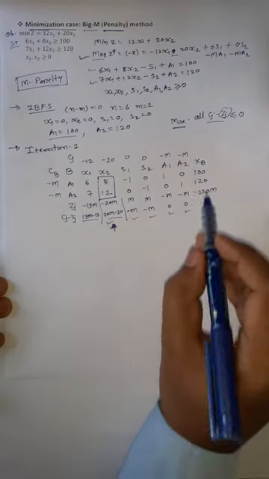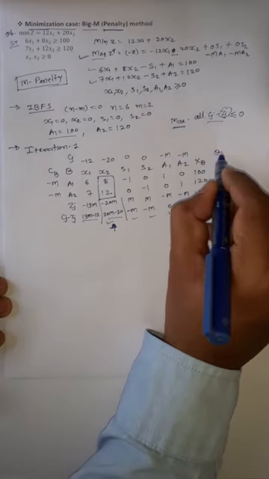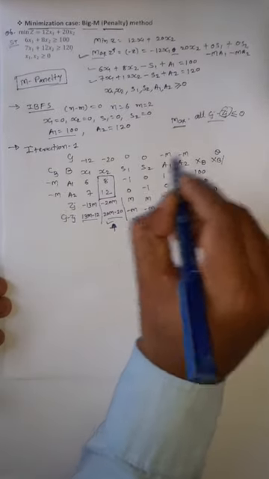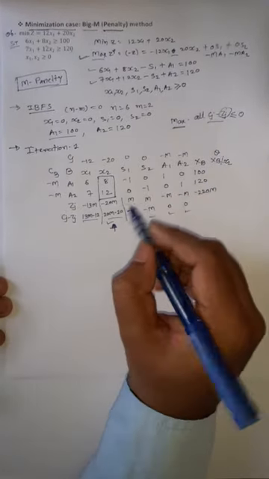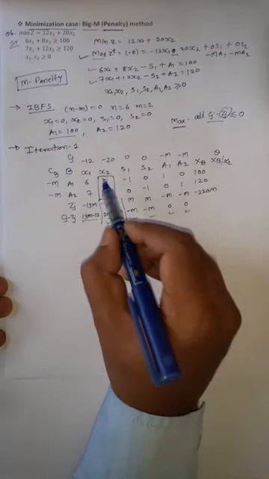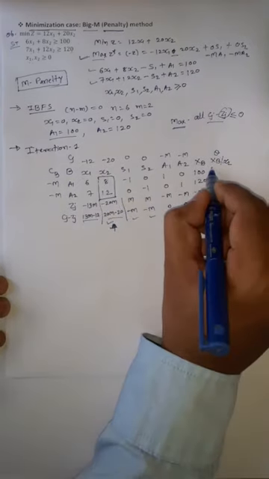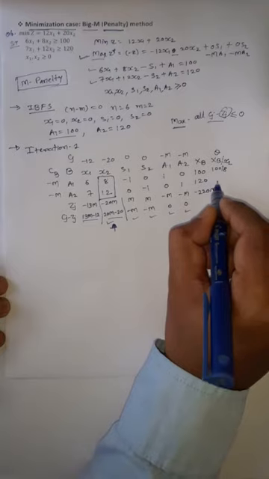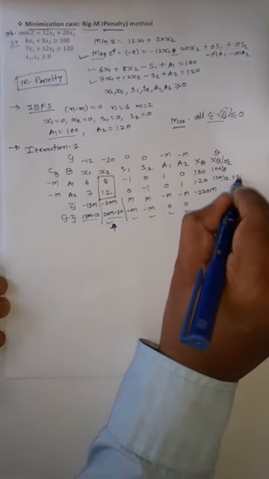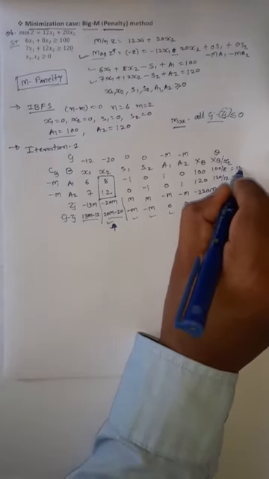Now for getting the outgoing or leaving variable, we must first calculate theta, or the minimum positive ratio, which is nothing but xb divided by the key column. Here the key column is x2. So divide this value 100 by the respective key column value. Here the key column value is 8, so it is 100 by 8, and here it will be 120 by 12. So it is 12.5 and 10.